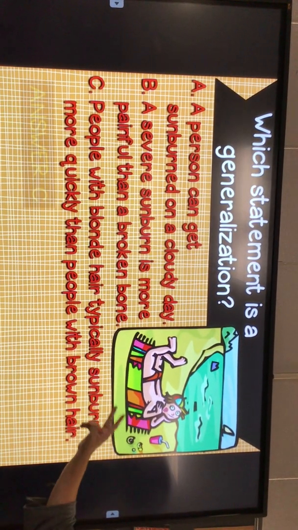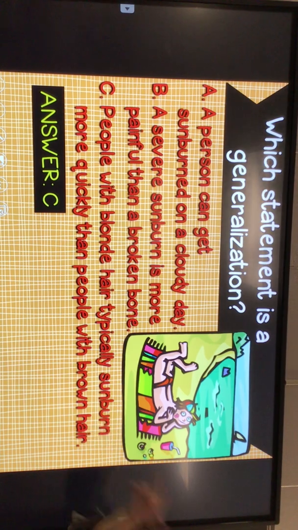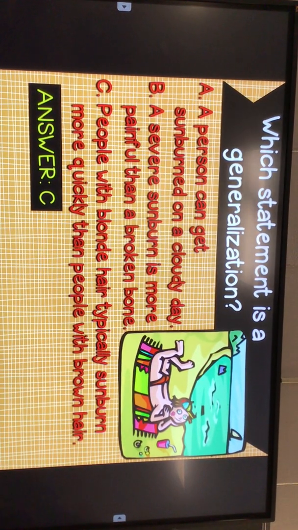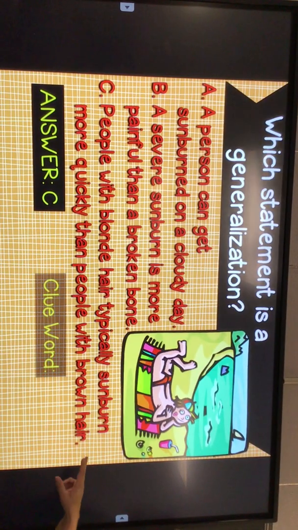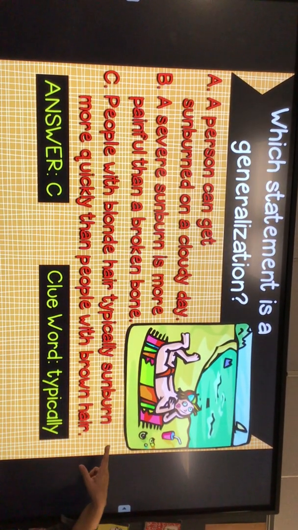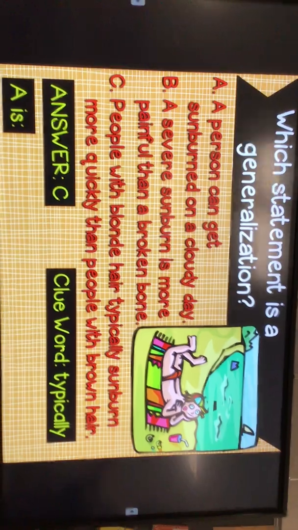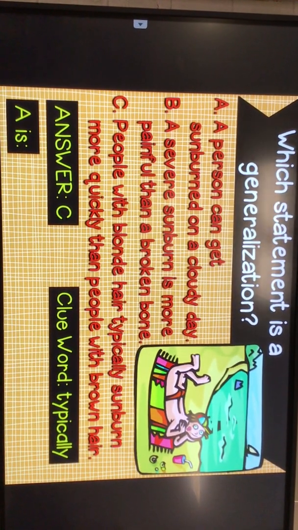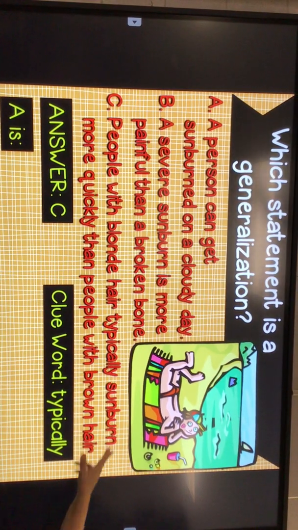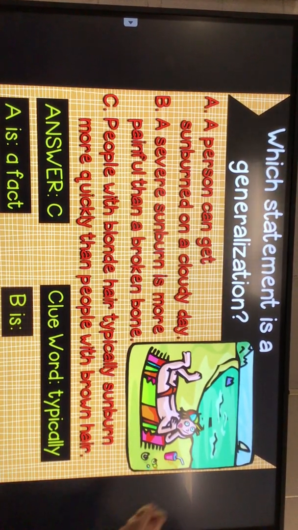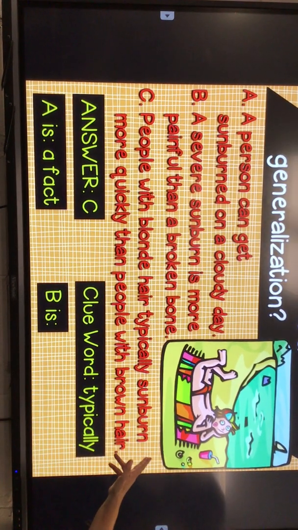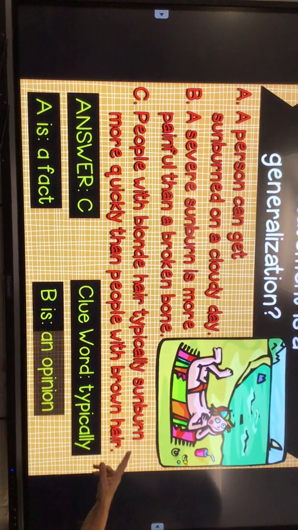Seeing a mixed bag here. Answer is C. Why? What makes this a generalization? "Typically" is our clue word here. All right. Answer A. Is it fact or opinion? A. That's a fact. Good job. And C, that's an opinion. Okay, that is totally opinion. I can't imagine a sunburn that would hurt more than a broken bone, though.